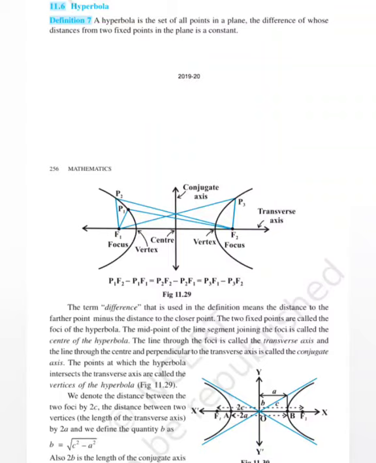Now let us denote the distance between the two foci by 2c and the distance between the vertices by 2a. Then 2a is the length of the transverse axis. Also let 2b be the length of the conjugate axis. Then we have a relation between a, b and c as b square is equal to c square minus a square, or b is equal to square root of c square minus a square.